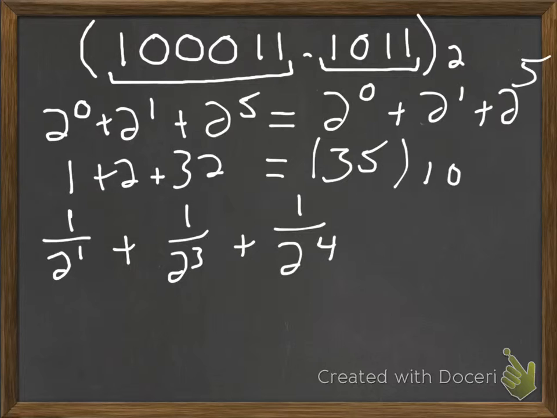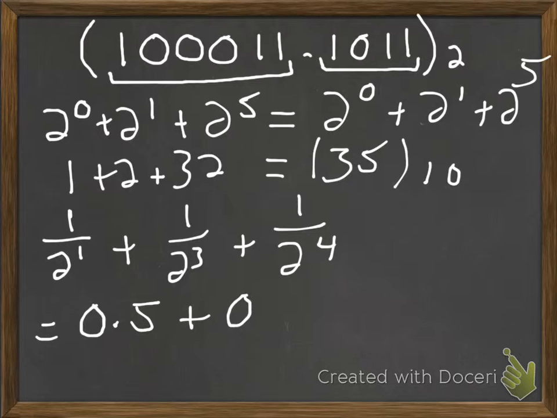Okay, so if we evaluate this out, 1 over 2 to the 1 is 1/2. You can write this however you want, if you're comfortable with just fractions, write that. So it's 0.5, and then 1 over 2 to the 3, which is 1 over 8.